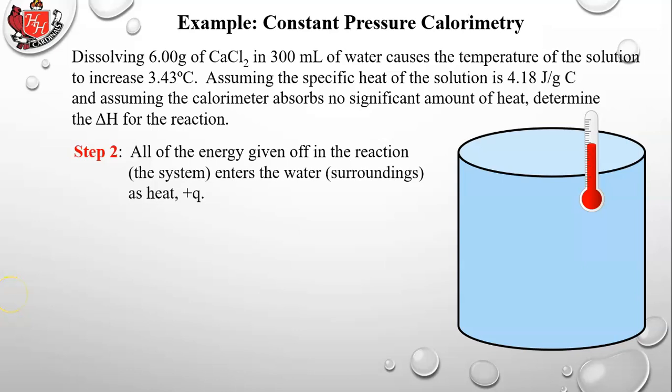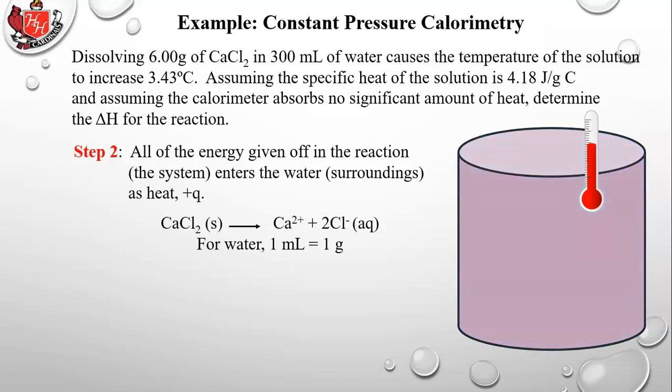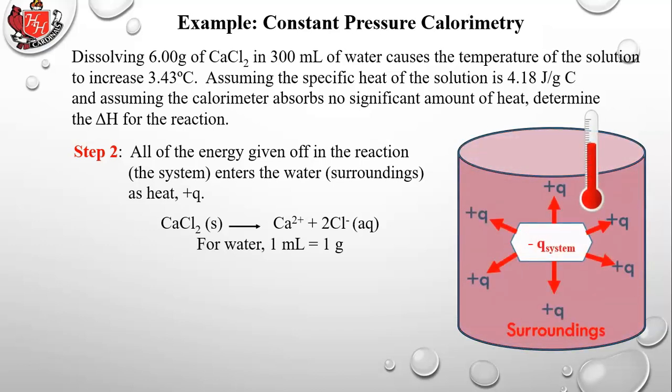So step 2, all of the energy given off in the reaction, the system, enters the water, that's the surroundings, as heat. So to the surroundings, the heat is a positive number because it's entering. There is the decomposition reaction. And you'll notice that over on the right in the diagram, it's getting hotter and hotter and hotter. And the temperature goes up.